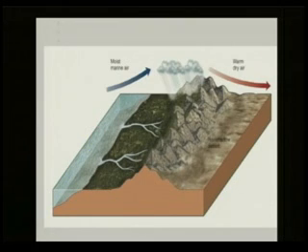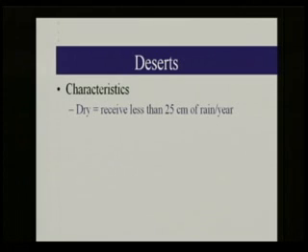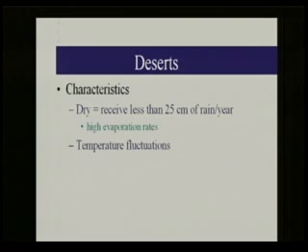What are the characteristics of deserts? You probably immediately think, well, it has to be hot. Not necessarily. The characteristic by which deserts are defined is that they are dry. They receive less than 25 centimeters of rain per year, or about 10 inches. The evaporation rates are high. There are temperature fluctuations. Little cloud cover means that the landscape can cool very dramatically at night, even if it gets very hot during the day.